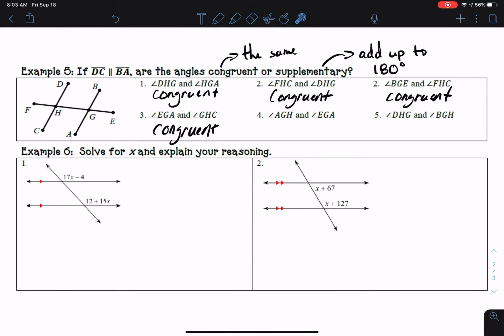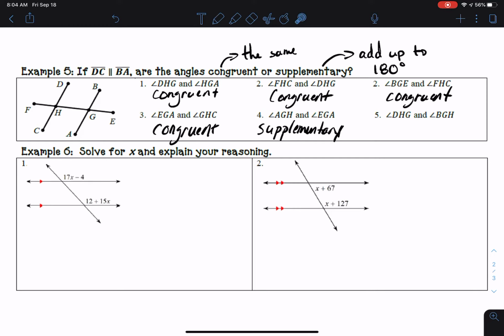All right, AGH. So I'm at A, then I go to G, then I go to H. AGH, so this is a small angle here. Now if I look at EGA, EGA is a big one. Remember we just talked about that. And then AGH is a small one. So I got a small one and a big one. Small and big, they're opposite ones. They're going to add up to 180. So this one you'd call supplementary, because they are adding up to 180.